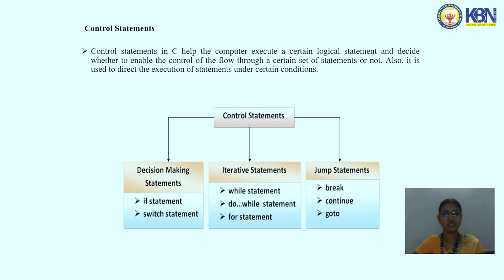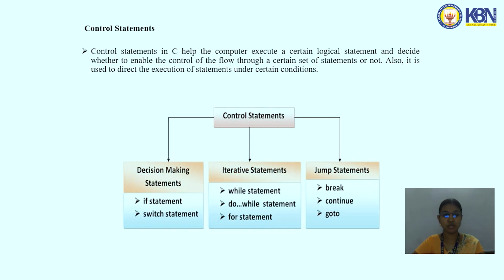A control statement executes certain logical statements, and we have to control the statements by checking the condition, whether the condition is true or not. It is used to direct the execution of statements under certain conditions. First of all, a control statement has to check whether the condition is true or not. Here control statements can be divided into three types.